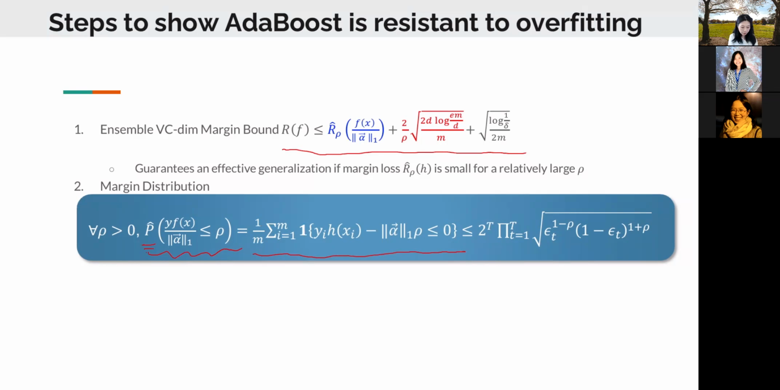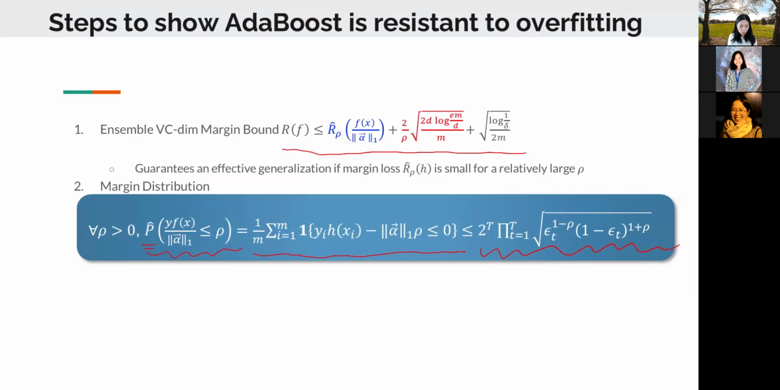What is this indicator function? This indicator function just says that y_i h(x_i) minus the L1 norm of alpha multiplied with rho is smaller than or equal to 0. So this basically means that the L1 margin is smaller than or equal to rho. With this indicator function, you just calculate the fraction of the examples that satisfy this event.